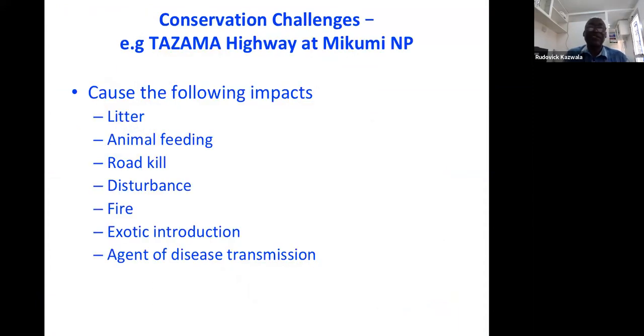But we have not only disease, but other conservation challenges, which are due to the interactions. For example, the littering of areas where we interact, animal feeding, roadkill, disturbances, and fires, and the introduction of exotic species, especially plants, into the national parks.